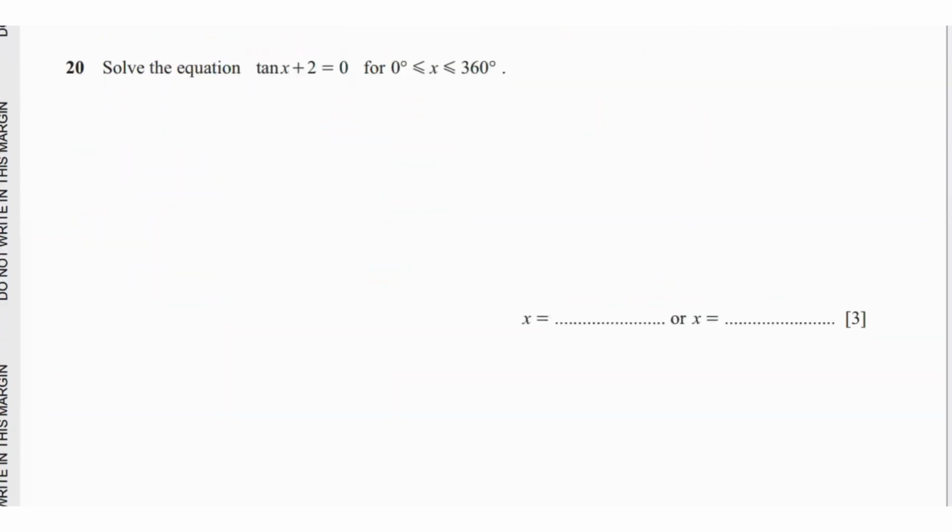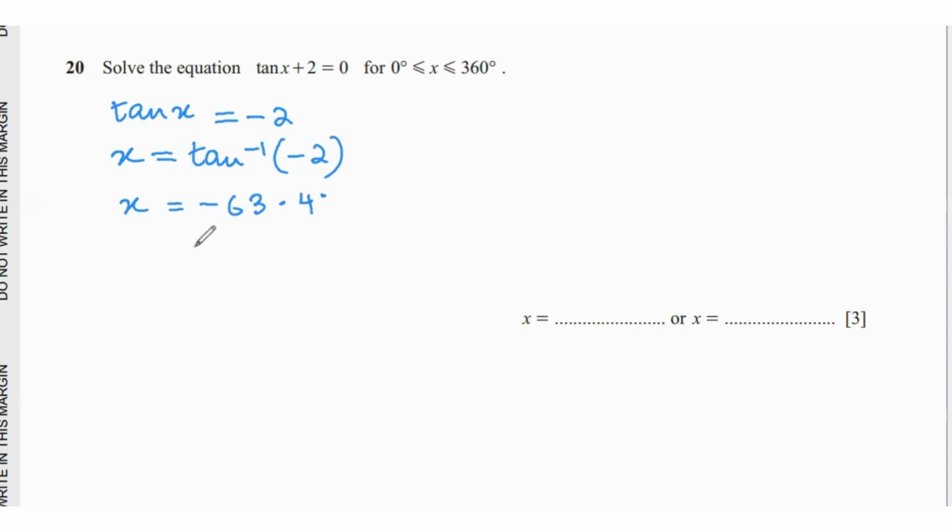Question 20 says solve the equation tan x plus 2 equals 0 for x between 0 and 360. So first thing, we'll make tan x the subject. So 2 goes to the other side and becomes negative. Then we take the inverse. So tan inverse of negative 2. So that gives us a value of negative 63.4 degrees.